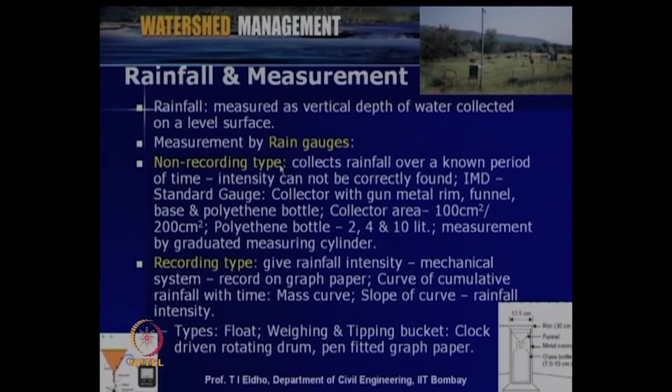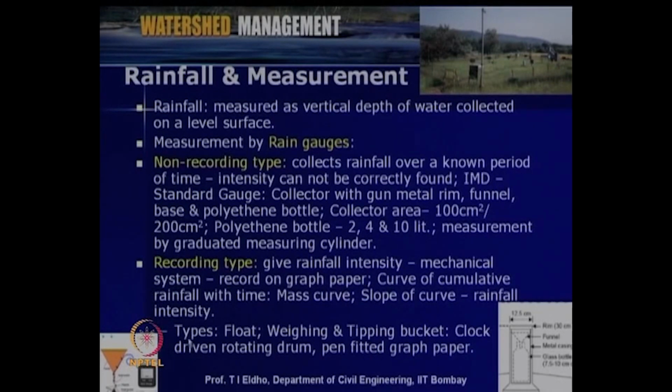The other type of rain gauge is called the recording type rain gauge. This is a slightly sophisticated rain gauge, and it directly gives the rainfall intensity. There is a mechanical system within the rain gauge that records on graph paper or directly on a data acquisition system. So we can get the curve of cumulative rainfall with time. We can plot the mass curve, time versus rainfall, and the slope of the curve gives the rainfall intensity.